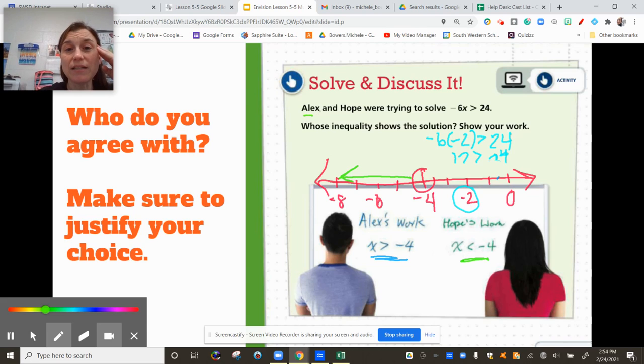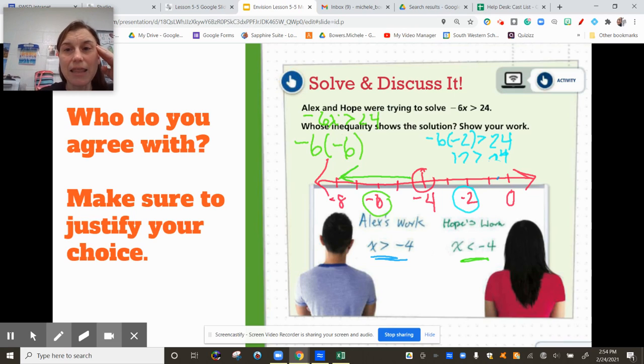So -6 times x is greater than 24. That's true. But let's see if we choose one of the solutions over here, like -6. So is -6 times -6. Now, the second -6 is what I'm plugging in for x. So -6 was already in the inequality, and then I'm substituting -6 in for x. Maybe I should have used a -8, not to confuse you. But are these things greater than 24? I'm just doing my substitution step.